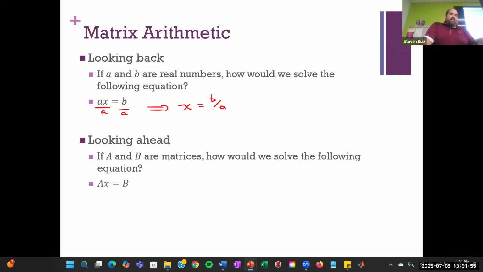Now, what if a and b are matrices and x is a column vector that's the right size to make a and b happy? How would I solve for x in this case? Go ahead. X equals b times the inverse of a. I almost agree. I'm very close to agreeing.